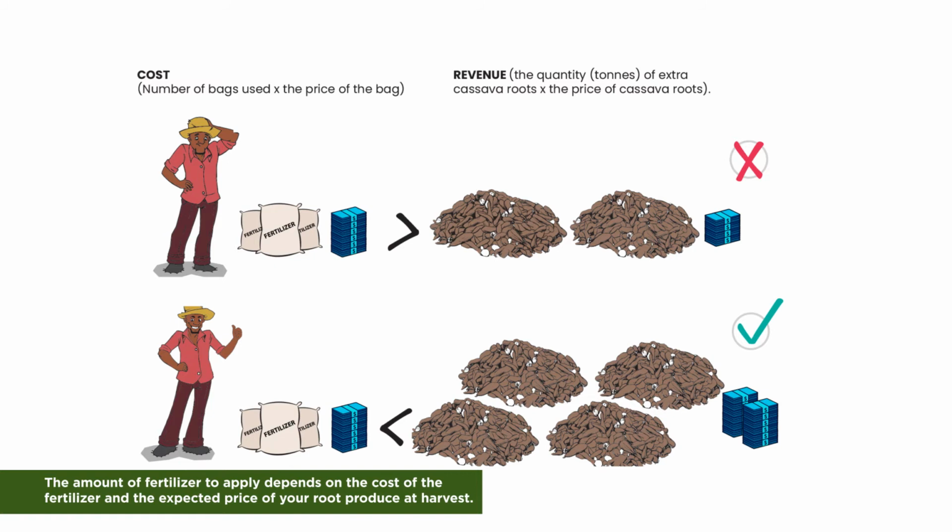3. The amount of fertilizer to apply depends on the cost of the fertilizer and the expected price of your root produce at harvest. Applying fertilizer is an investment and must be profitable. If you expect a high price for your cassava roots, you can invest in a higher fertilizer rate. Akilimo helps you make the calculations and perform a cost-benefit analysis. You need to investigate what price you can expect at the market where you intend to sell.